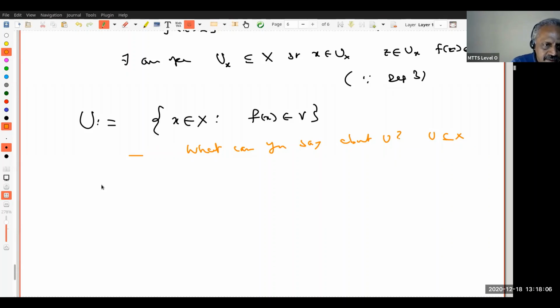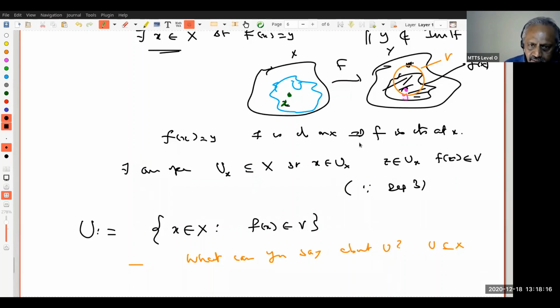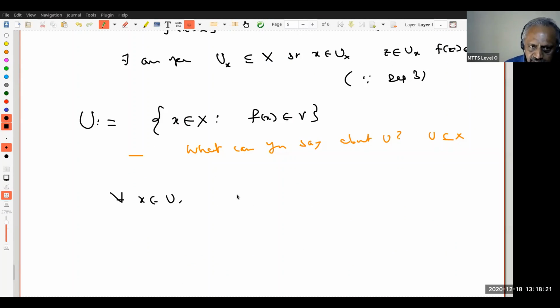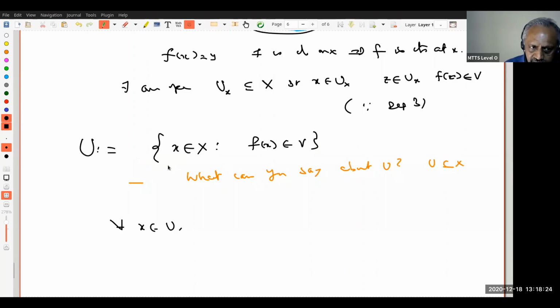Notice that for each x in U, what we found? f(x) belongs to V. Therefore, that is your y. Please pay attention: this is not the same x there. This is any arbitrary x in U. Let us look at f(x), call this y equal to f(x), that belongs to V. And therefore, V is an open set containing f(x). Therefore, there is an open set Ux containing x so that f of Ux is contained in V.